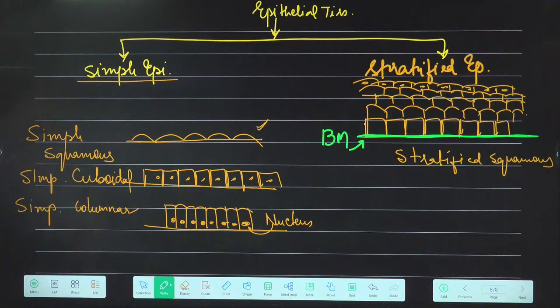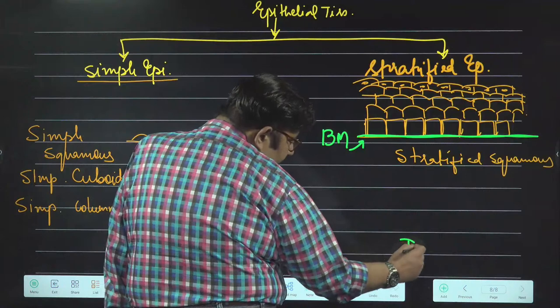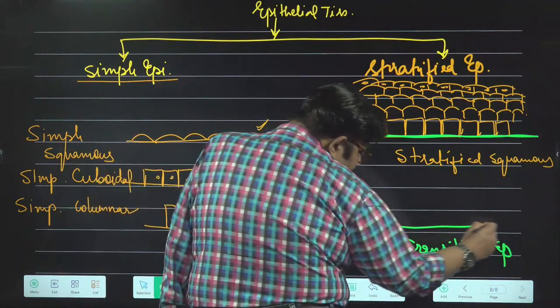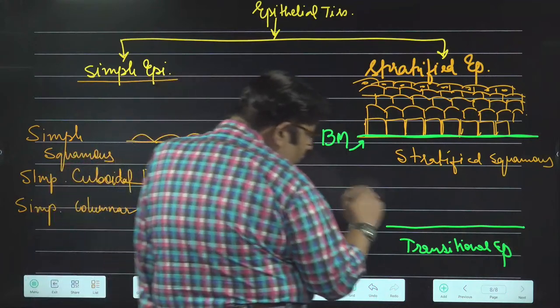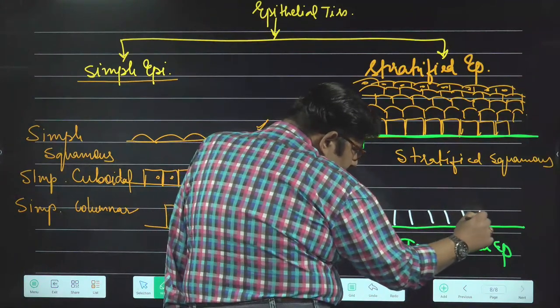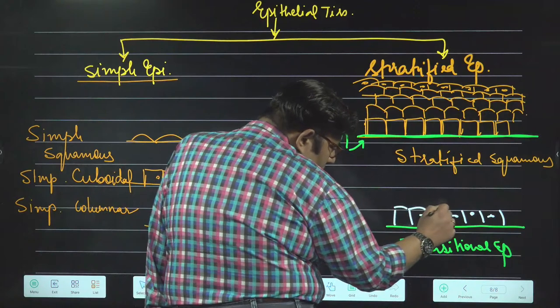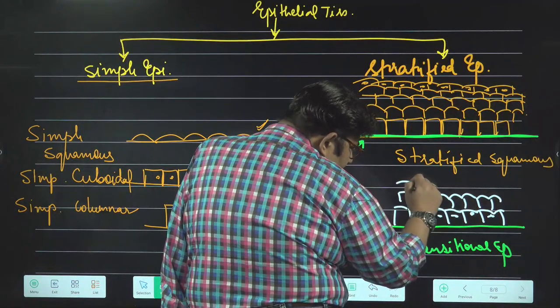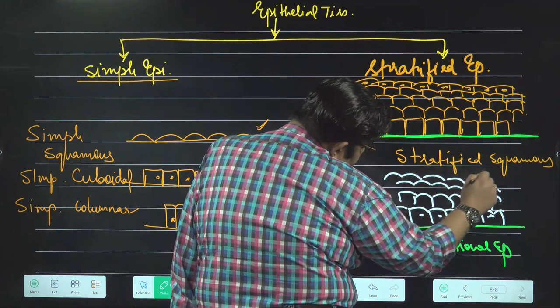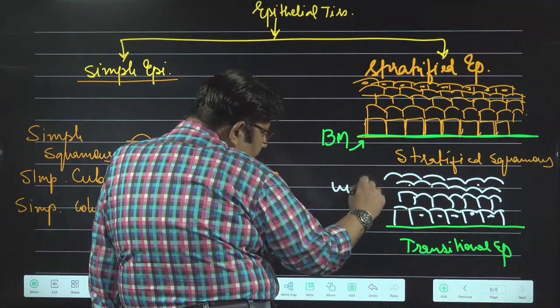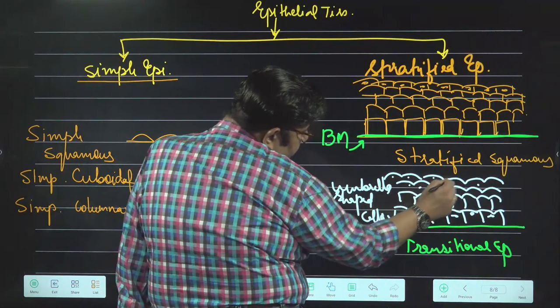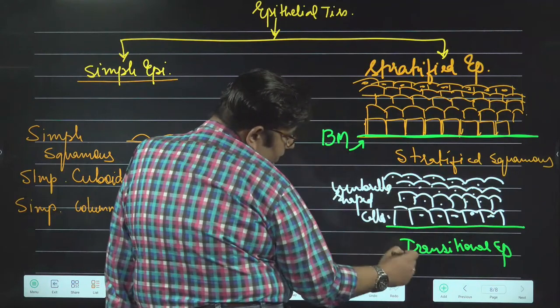Okay, one more type in stratified epithelium, and that is called transitional epithelium. Here also there is a very thin basement membrane. I'm not saying it is not present, it is a very thin basement membrane, and the bottom layer of cells are cuboidal only, and as we are going higher and higher, you'll find characteristic umbrella-shaped cells, okay? So we have umbrella-shaped cells in this stratified epithelium, which is called transitional epithelium.